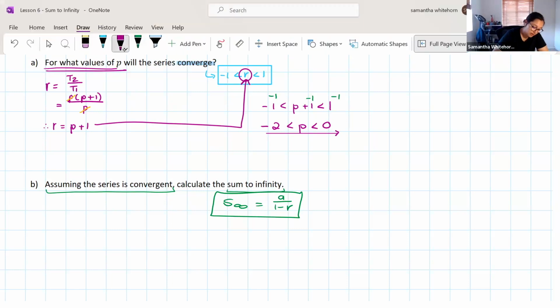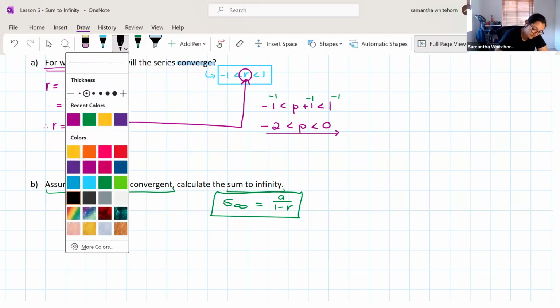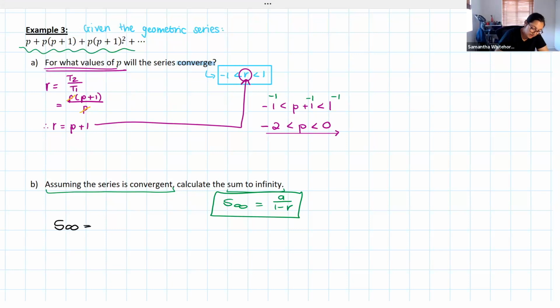This algebra is a great thing. So the sum to infinity is equal to a. Now your a value was just the P alone, divided by 1 minus the r value, which we know is P plus 1. Now this goes back to what Kirsten said on Monday, what I said again today. Put what you're substituting into brackets.